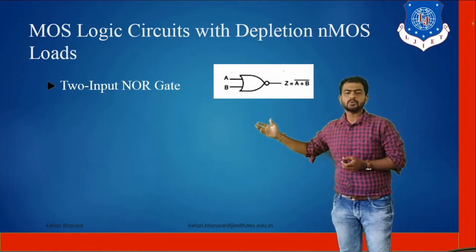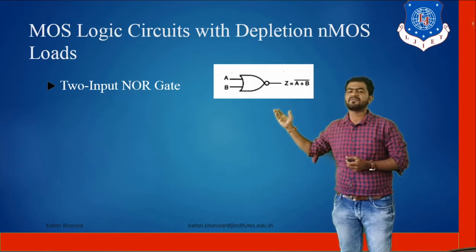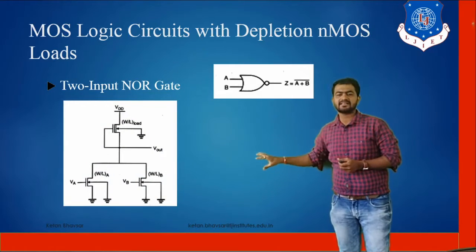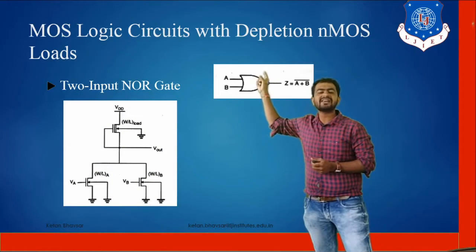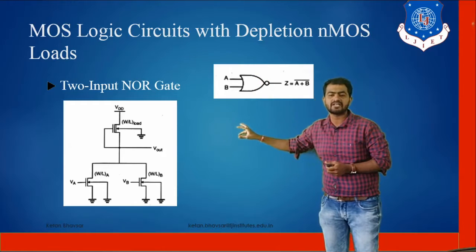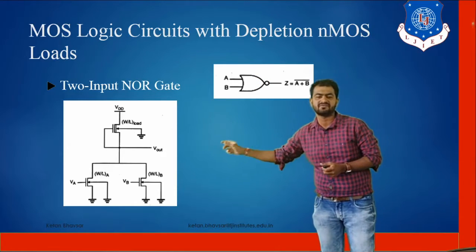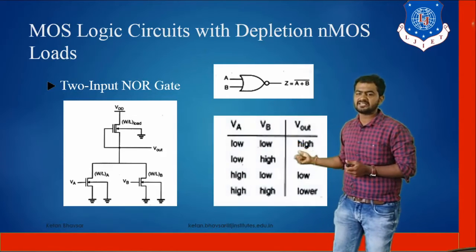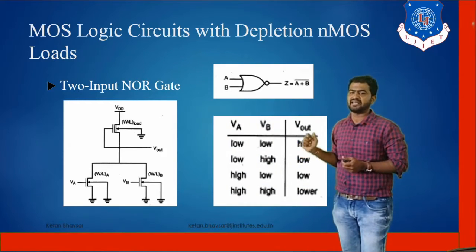So you can see there are two input NOR gate. These are the symbol of NOR gate. And when we convert into CMOS configuration, it looks like this. Right now we are focusing on the depletion NMOS load configuration. So here we are taking only one PMOS and two NMOS configuration, VA and VB, and VLOAD configuration as an output terminal. And you can see the truth table of the particular diagram too.